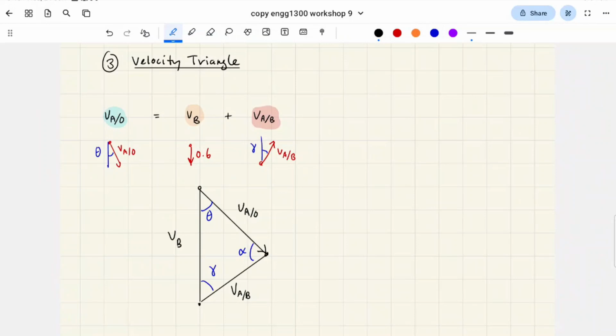I think I labeled it wrong. Sorry. Oh, no, that's fine. Okay.